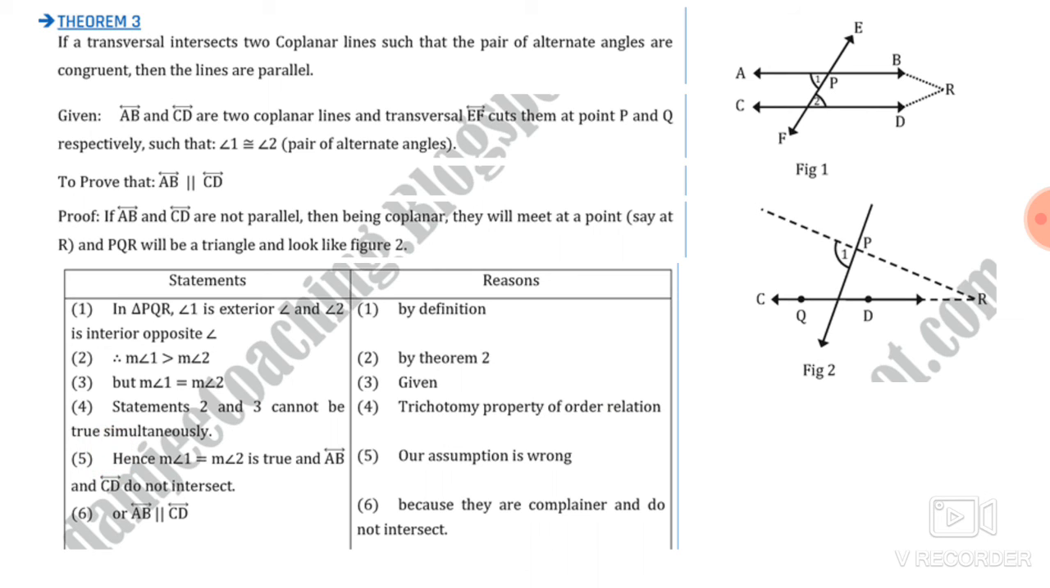Sixth statement, line AB is parallel to CD because they are coplanar and do not intersect. When they do not intersect, it means they are parallel. That's it for today.